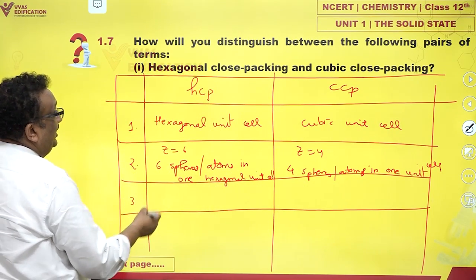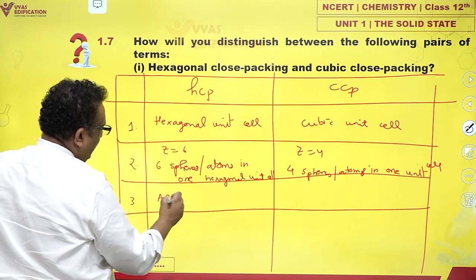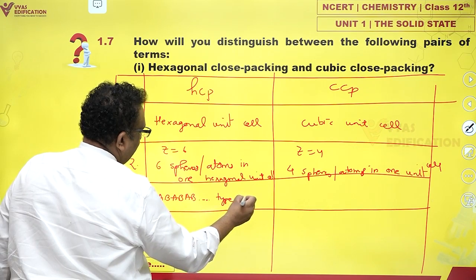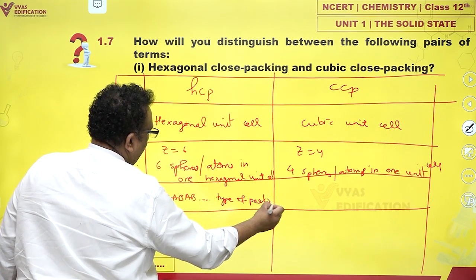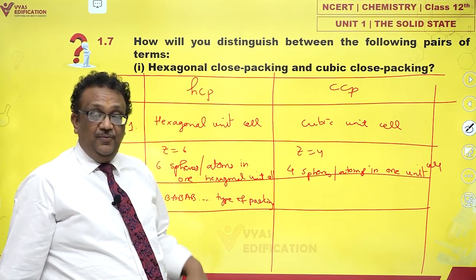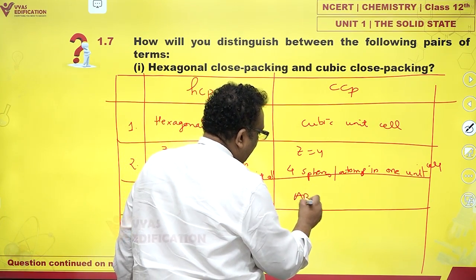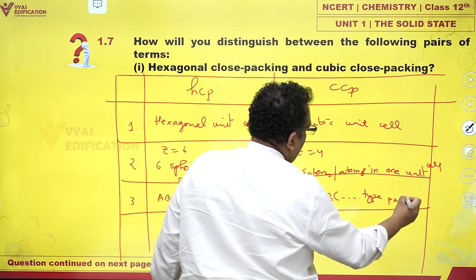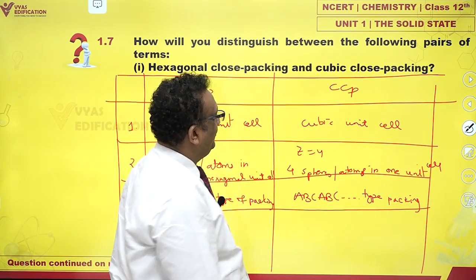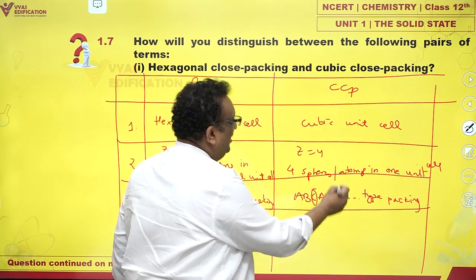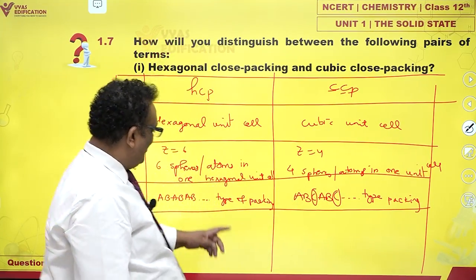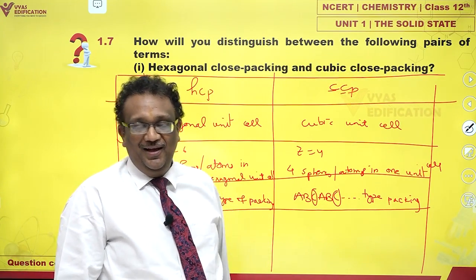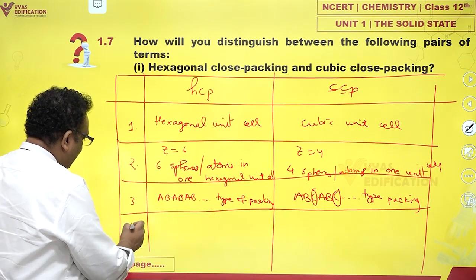Anything else? Yes, it represents AB, AB, AB type of packing. But the alternate layers are identical, and this represents ABC, ABC, ABC type of packing. If you forget this, I'll give you a trick. When C comes here, here also C comes. When there is no C here, it does not begin with C at least. It could be a trick in case you want to just mug this up.